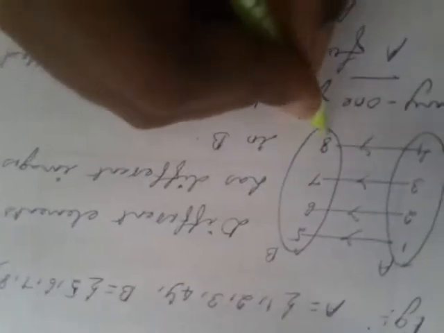An onto function looks like a one-one function, but with only one difference. Suppose here 7 is there. 7 does not have a pre-image.